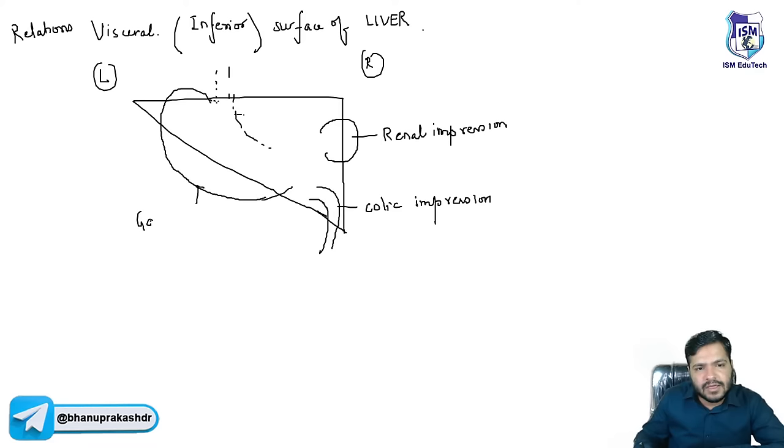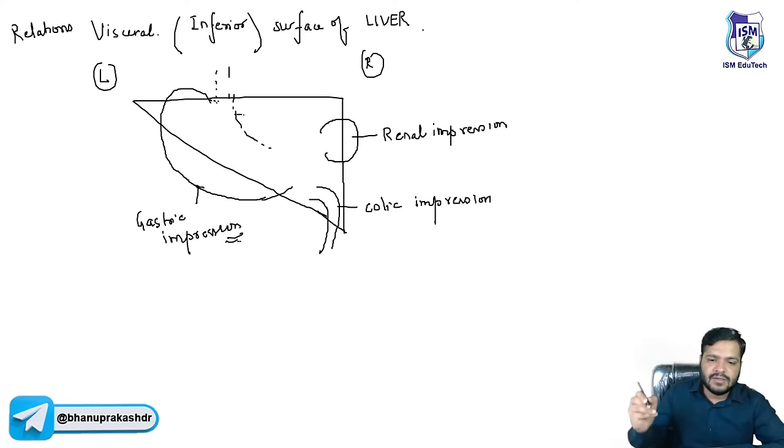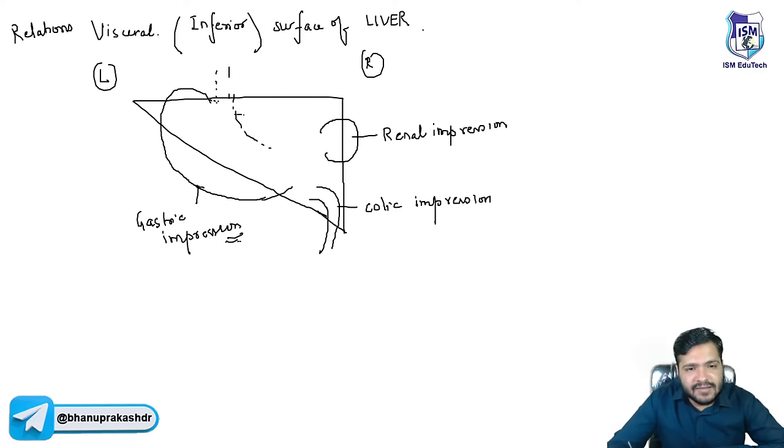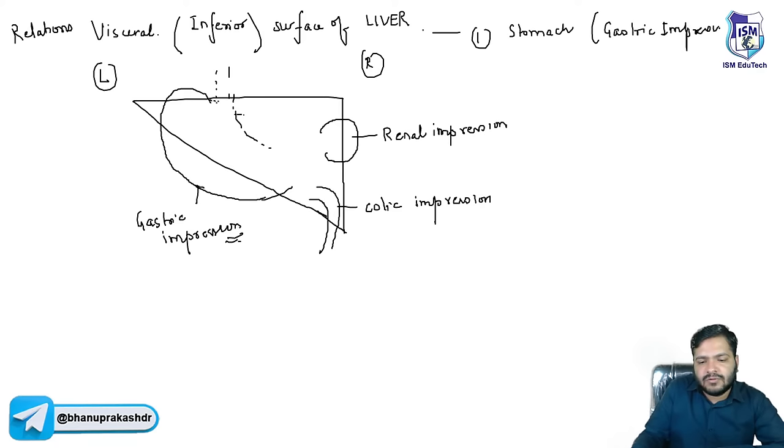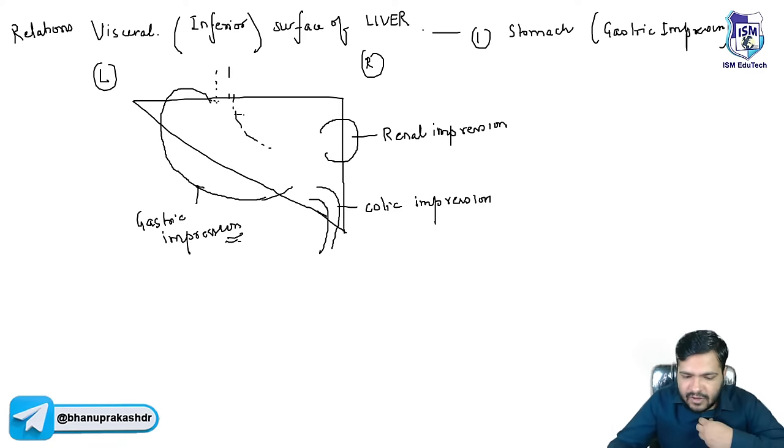So we have the gastric impression as well. The inferior surface of the liver is related to, firstly, you should know, the stomach. When I say stomach, it is the gastric impression. We have the lesser omentum also.